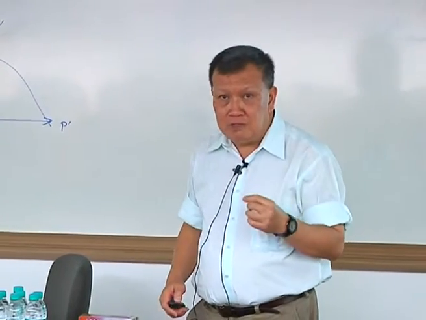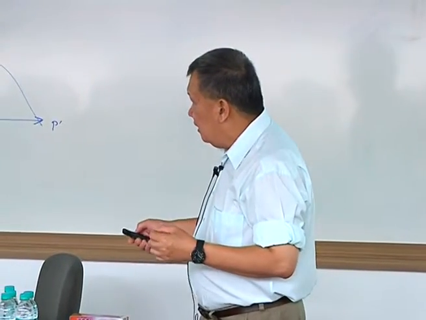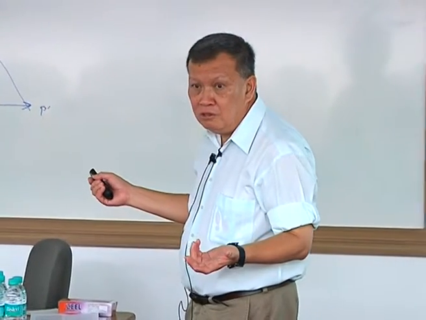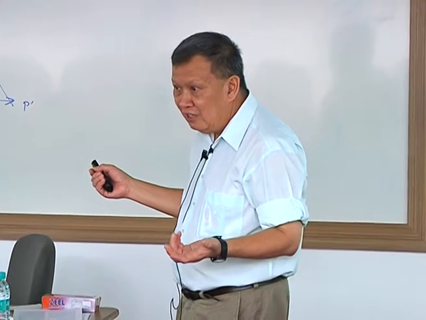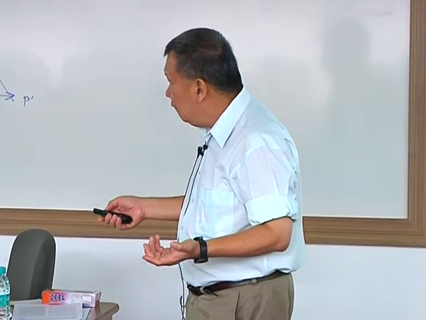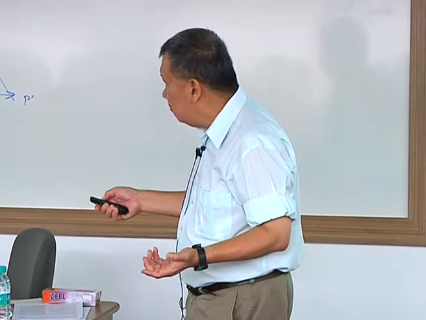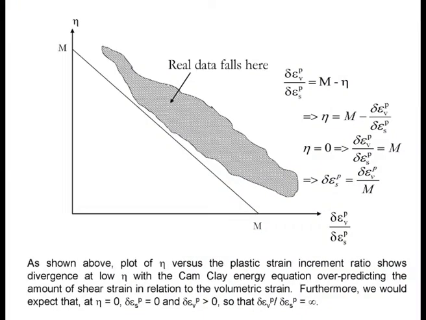Now if that is what you expect to see, then you expect this thing to equal zero, because there's no shear strain increment. It should be equal to zero. And if it is equal to zero, because this term is zero, then delta epsilon Vp over delta epsilon Sp will be infinity. So theoretically, this straight line here should not cut here. It should come straight out if your expectation is correct. And that's what the real data appears to show.